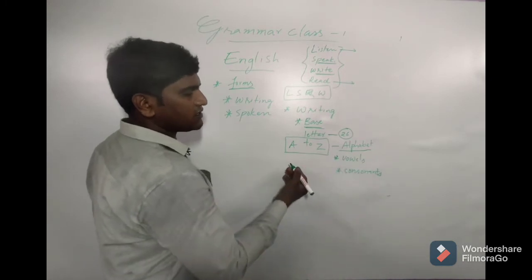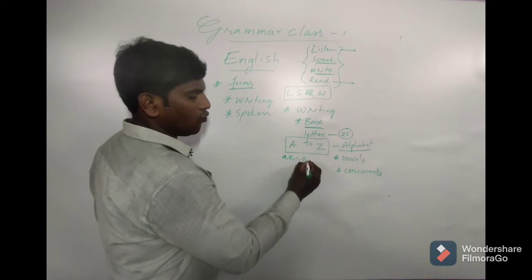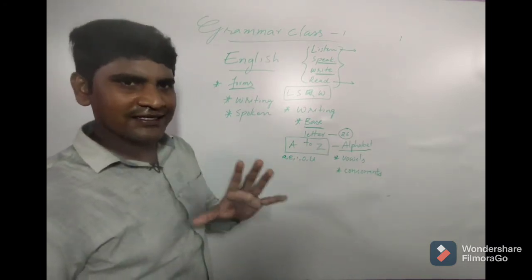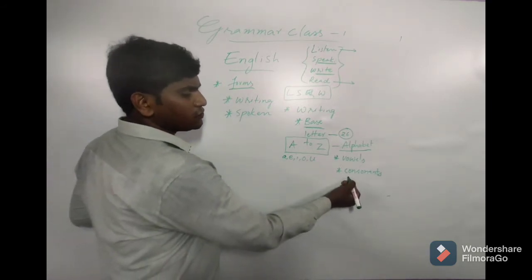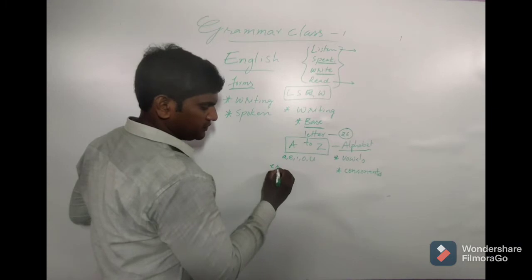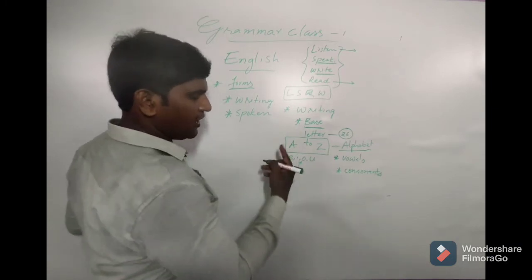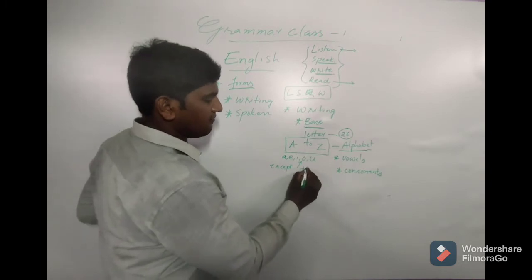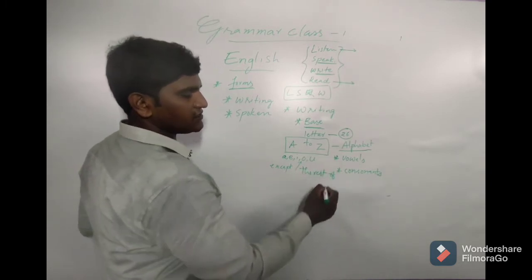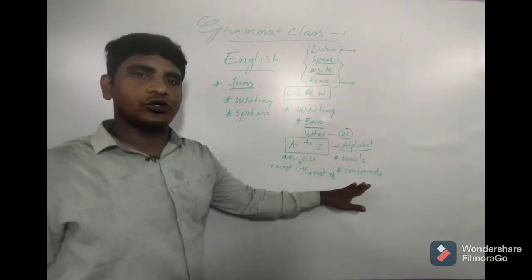So, what are vowels? A, E, I, O, U. These are vowel letters. And what are consonant letters? Except, which means without, these A, E, I, O, U, the rest of the remaining letters we call consonant letters.